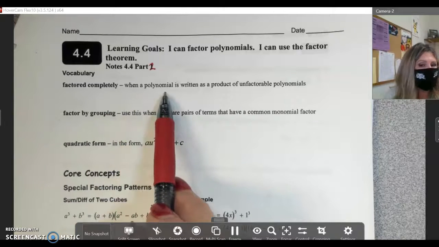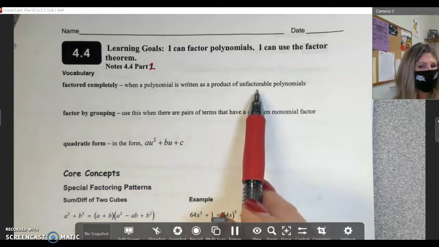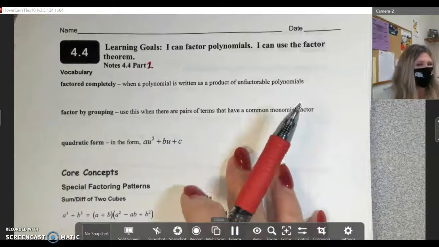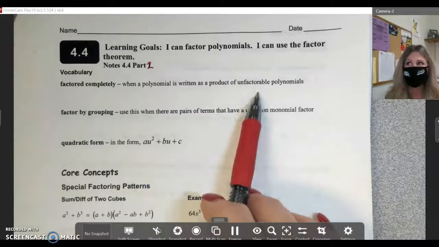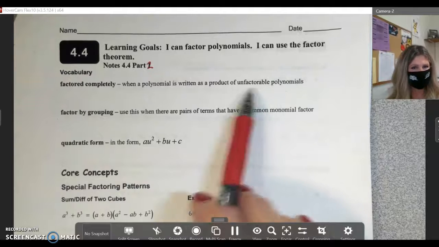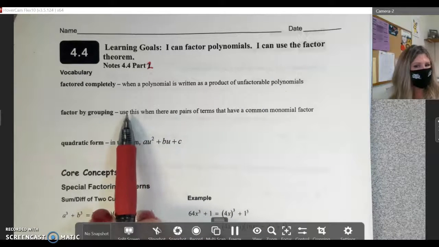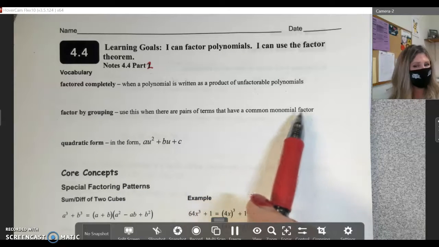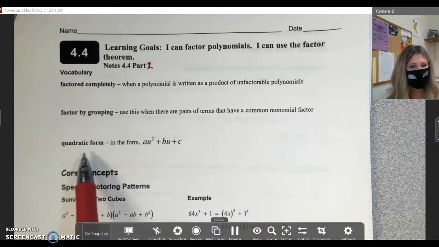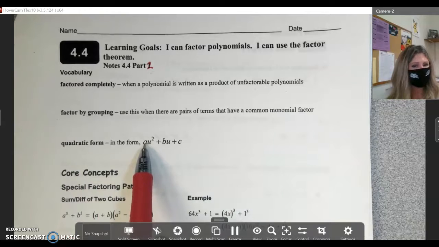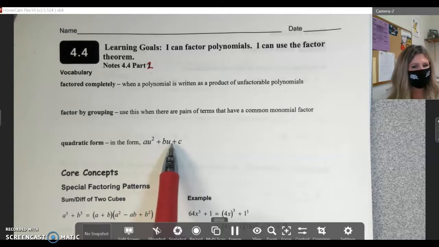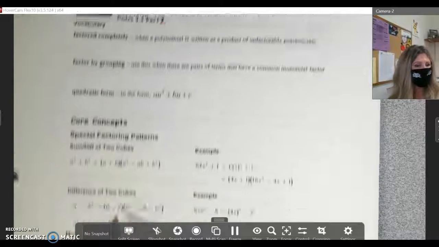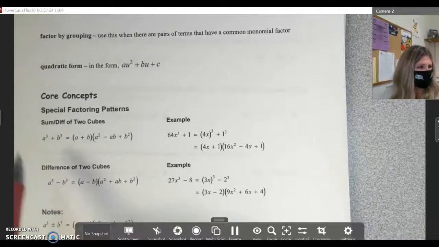Well, this is when the polynomial is written as a product of unfactorable polynomials. So once we get this down to the point where we cannot factor anymore, that means it is completely factored. Factoring by grouping, we talked about this. We use it when there are pairs of terms that have a common monomial factor. We did that yesterday. Any quadratic in the form au squared plus bu plus c, usually we use x's, that's quadratic form.